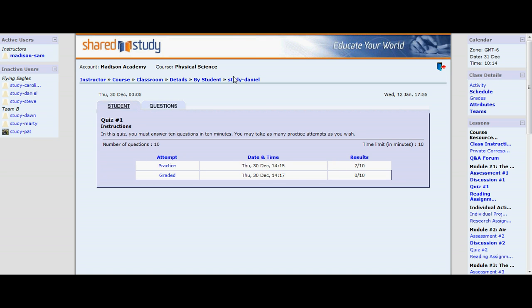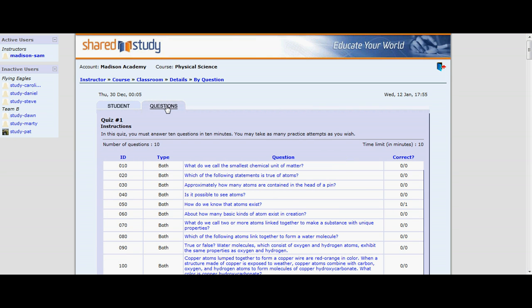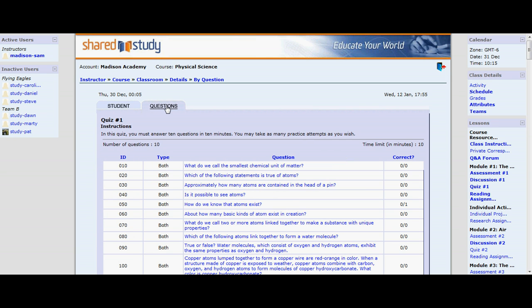Now, sometimes a student may get an answer wrong, not because they don't know the material, but because a question is ambiguous or confusing. And this will become evident because the number of students getting the answer correct will be much fewer than for other questions. The instructor can see this by viewing the quiz from the perspective of questions.